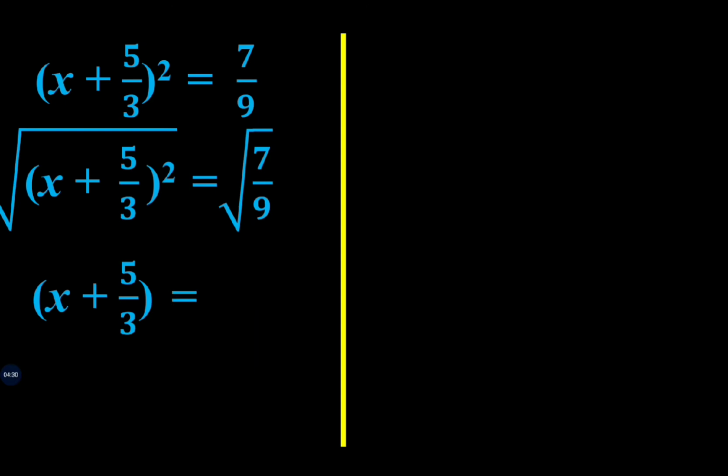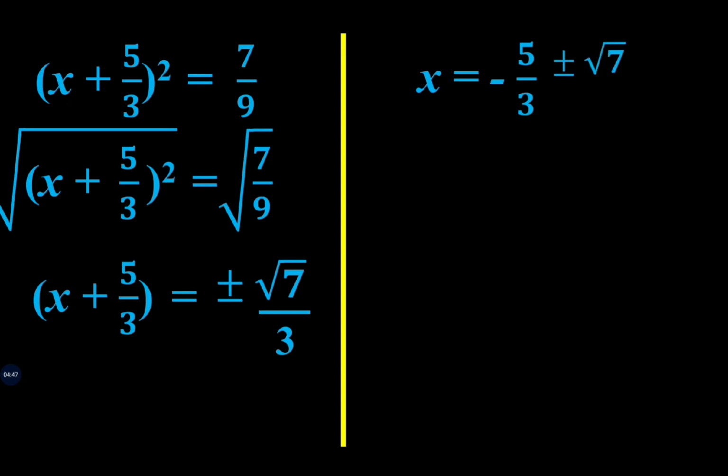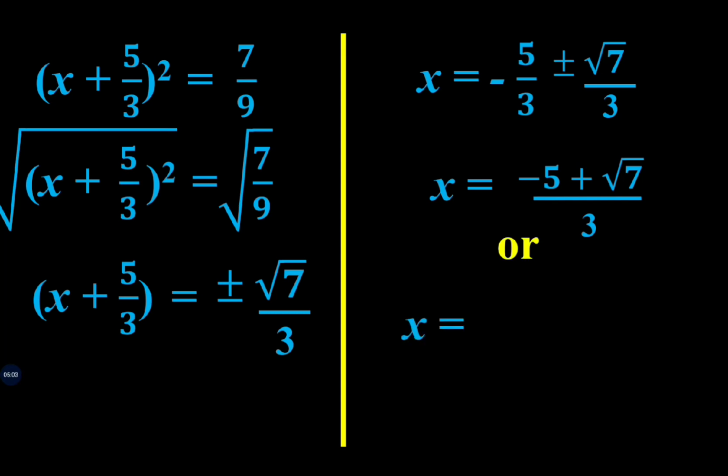By taking the square root of both sides, I now remain with x plus 5 over 3 is equal to plus or minus root 7 over 3. Therefore now, move the 5 over 3 across. I get x equals minus 5 over 3 plus or minus root 7 over 3. So one of the solutions I'll take the plus sign, the other solution I'll take the negative sign. So first solution, x equals minus 5 plus root 7 over 3, or x equals minus 5 minus root 7 over 3. That is the technique of completing the square.